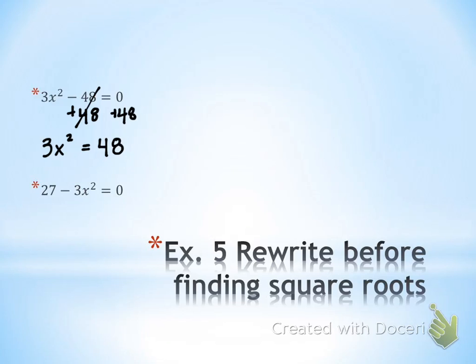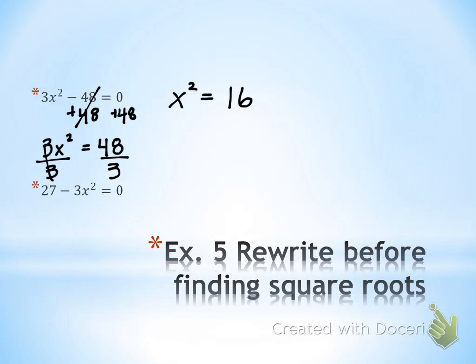Now, this is where people jump the gun. They go, oh, I got to do the square root. No. What is still in front of that x that I need to get rid of, Nick? The 3. And so what do? Divide. I divide by 3 on both sides. And I get x squared is equal to 16. Now, did I find my answer? Do I know that x equals 16? No, because it's x squared.